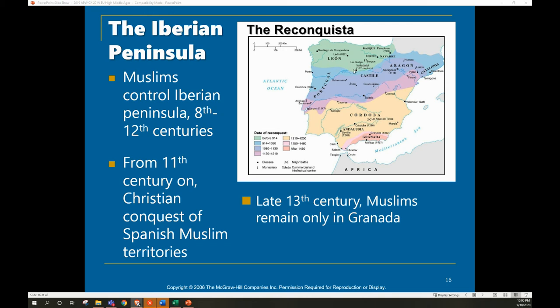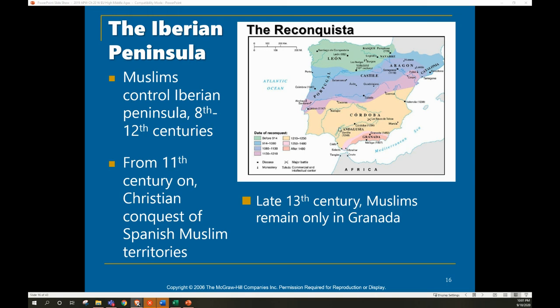Just like everyone else, there are all these leaders amongst these different groups who want to assert themselves. So we're going to have the Christians move down, move down, move down, partially with the help of, you guessed it, the Normans, who will also get involved here. Eventually these Christians are basically going to take over everything until we get down to Granada.